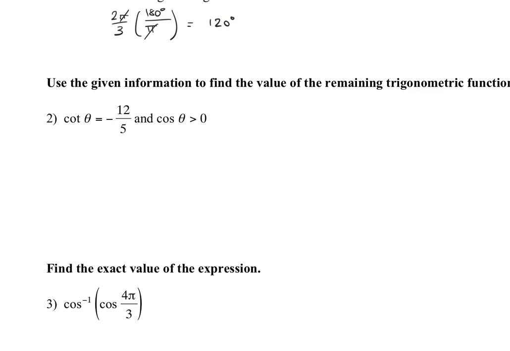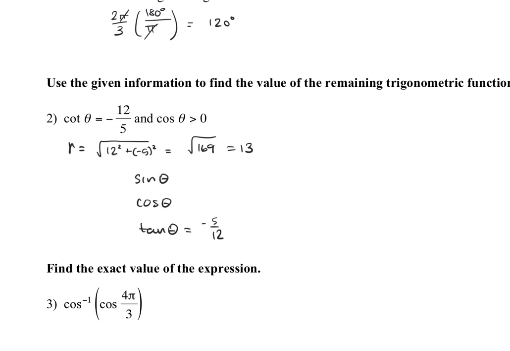To find cosine, sine, cosecant and secant, we need to find the r value. So r is equal to the square root of x squared plus y squared. So we can find now sine theta. Let's see, we know cosine theta, we need to know tangent. Tangent's easy. Tangent's just the reciprocal of the cotangent, so that's going to be negative 5 twelfths.